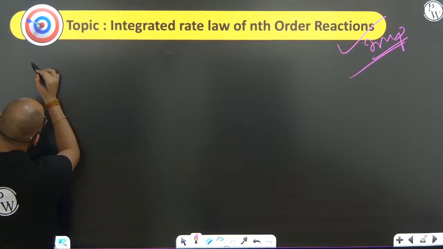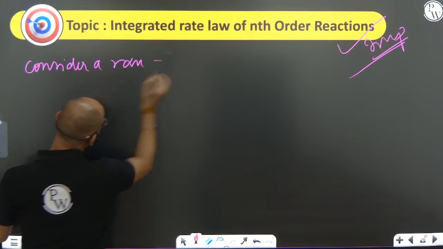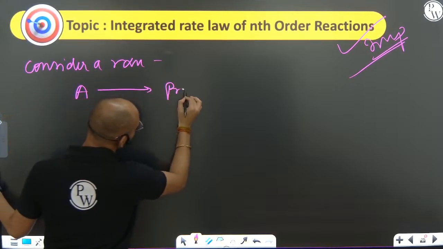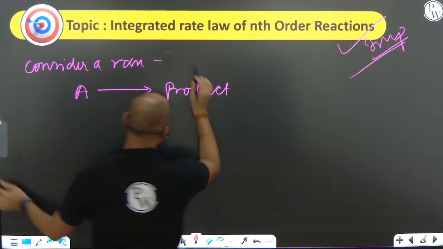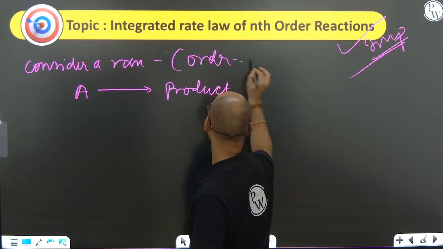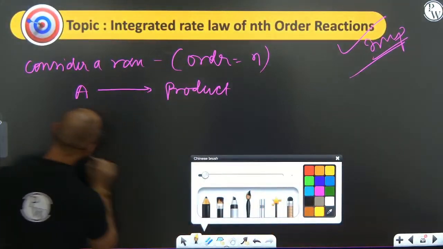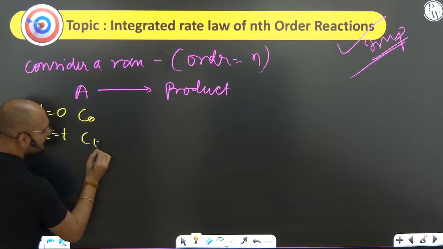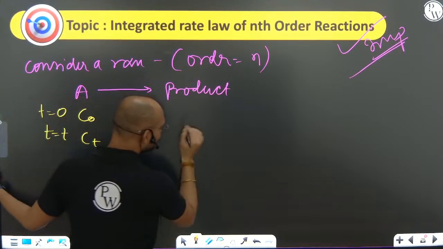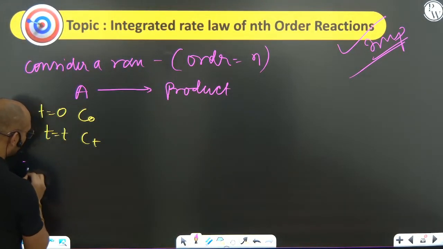Consider a reaction A converting into product. The order of the reaction is nth order. Consider at time t equals 0, its concentration is C0, and at time t, its concentration is Ct. In such a case, how do we write it? We have to write the rate law expression.